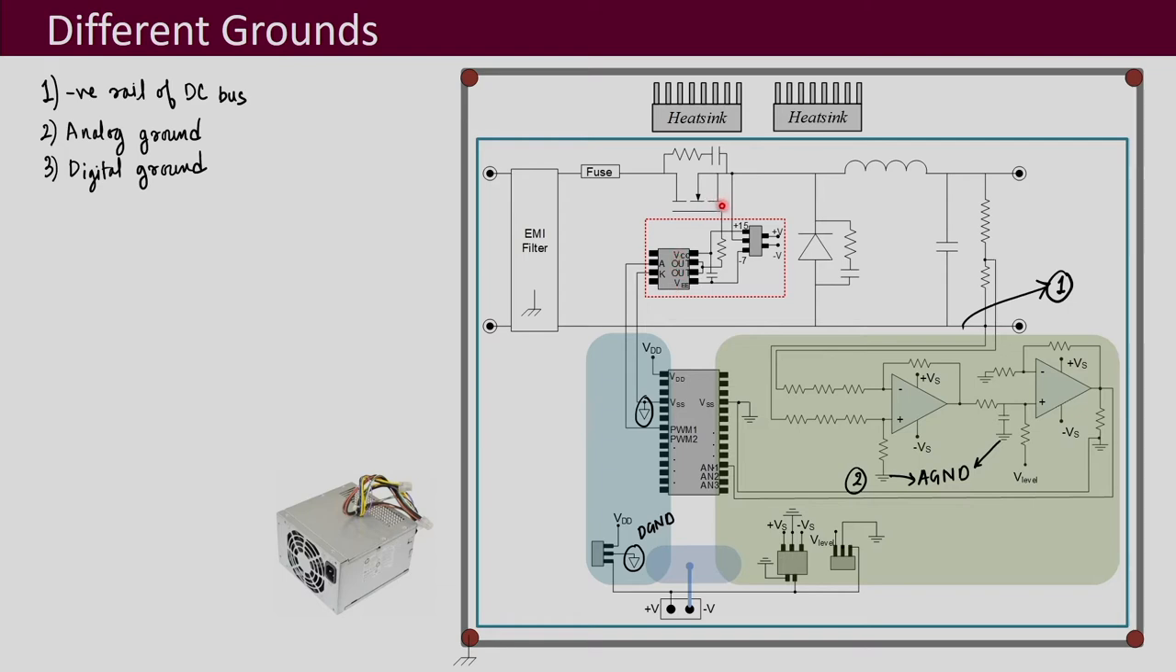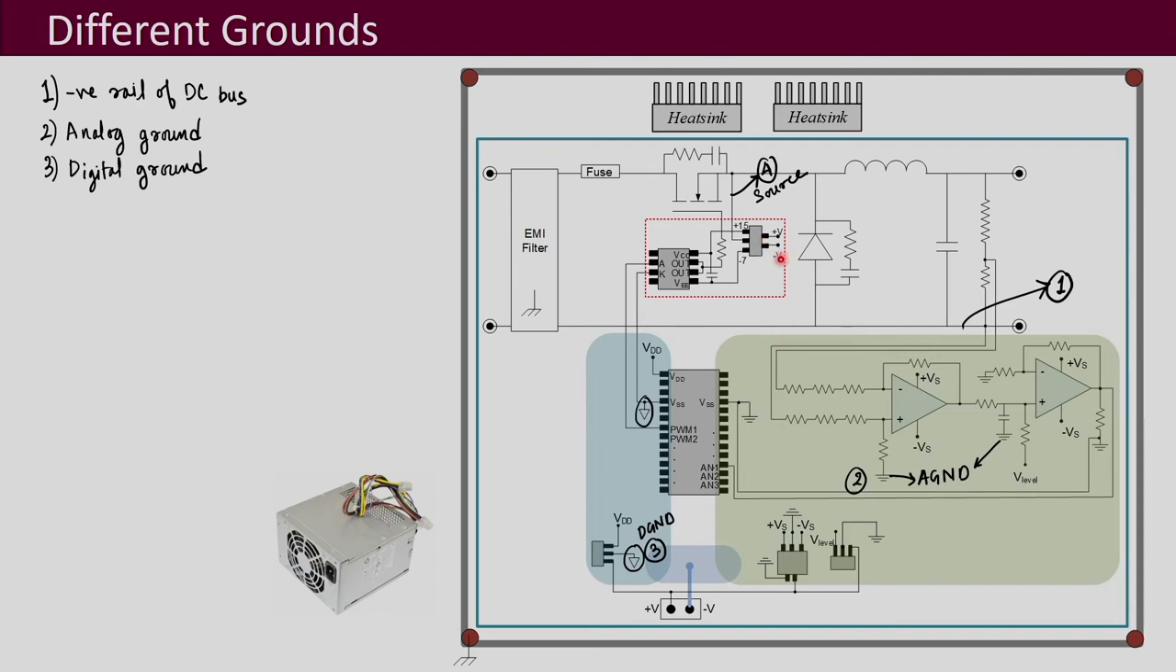Then another reference that we see here for the driver circuit is this source. So, this is the fourth one, which is the source of the MOSFET, because the whole function of this driver is with respect to this source. That is the reference for this driver circuit. You can call it one ground here, but this is not usually taken as a ground because this part is normally floating. That is why this is not considered as a separate ground type.